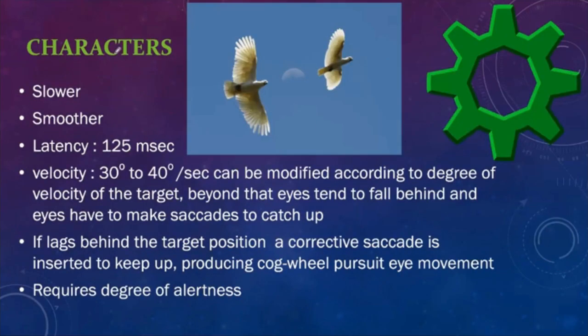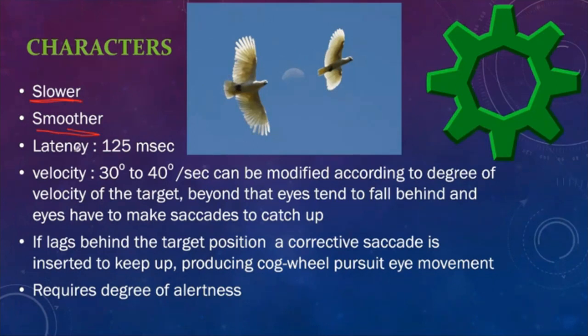So what are the characters of the pursuit eye movement? Pursuit eye movements are slower than the saccade and much smoother. Saccades mean that you are moving from one point to another point. This movement is very rapid and it is programmed, so it is not smooth. That's why there is saccadic omission: you cannot see the targets in between.